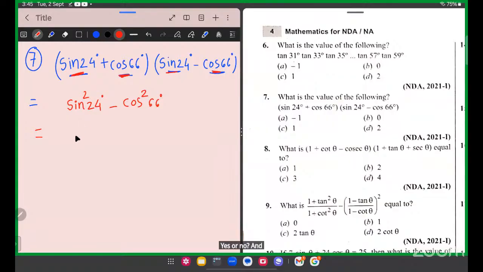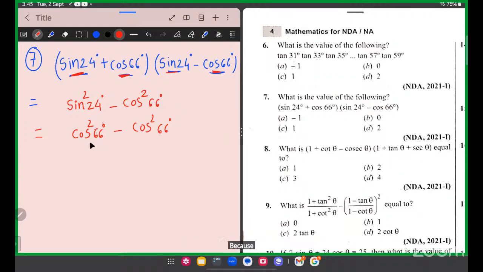And this can be written as cos square 36, or 90 minus 24, which is what? 66, right? And minus cos square 66 here. I hope it is clear.